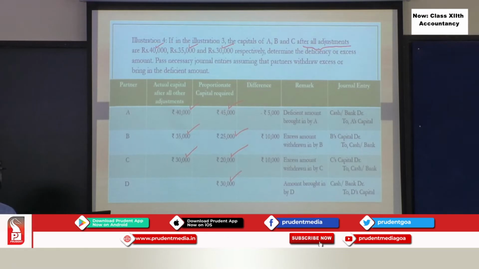But when you compare the capital of A, he has only 40,000, whereas he should have 45,000 to maintain the capital in proportion to the new profit and loss sharing ratio. So here you will find there is a deficiency of rupees 5,000. So the deficient amount is rupees 5,000. What should A do? He should bring in capital, and his account should be credited. He will be a giver. So cash or bank account debtor to A's capital account. Partner brings in cash to the firm, the deficient amount.